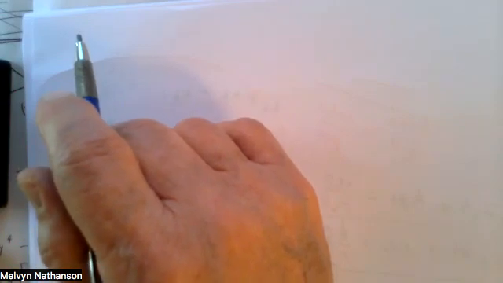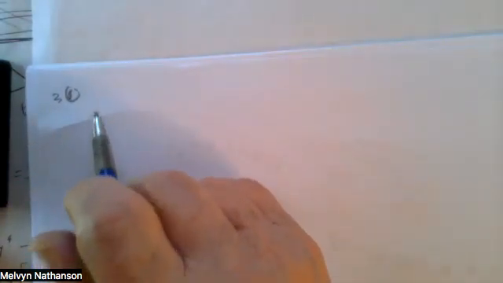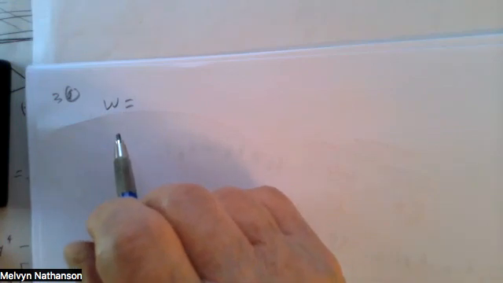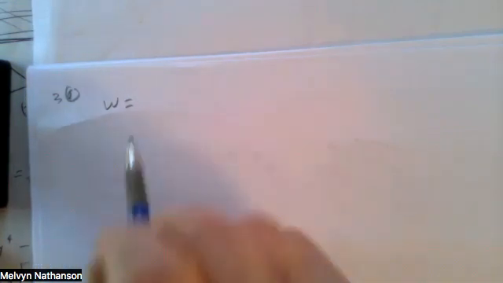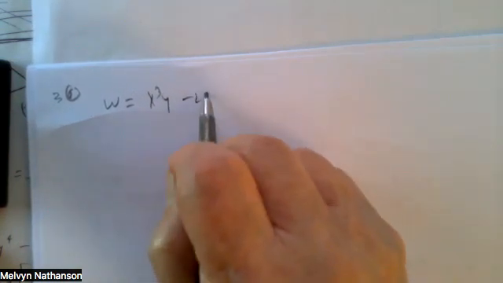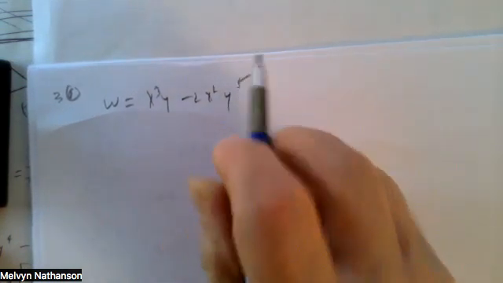Problem 3 is to compute derivatives of two composite functions. So we have w is a function of x and y. It's equal to x cubed y minus 2x squared y to the fifth.